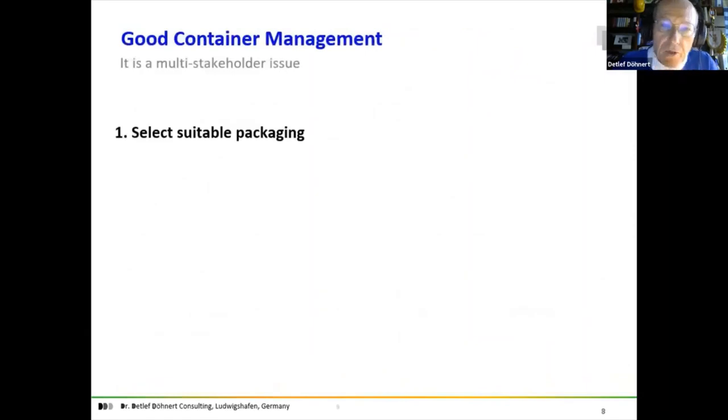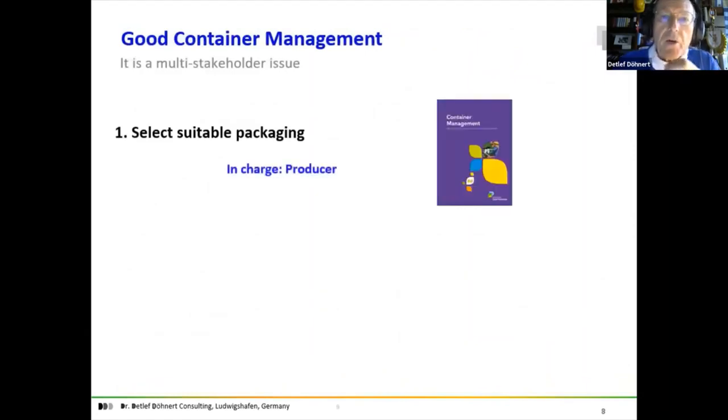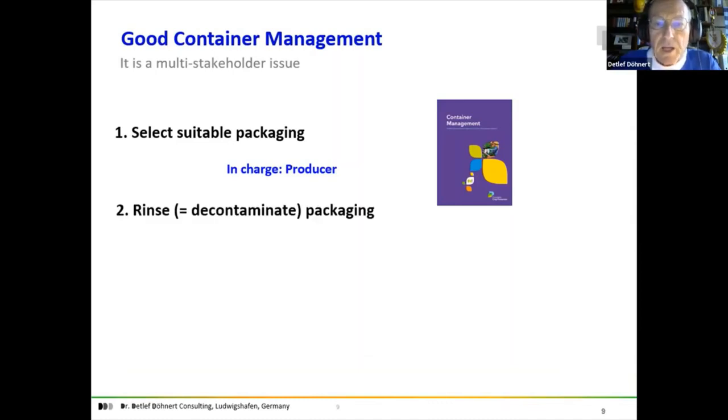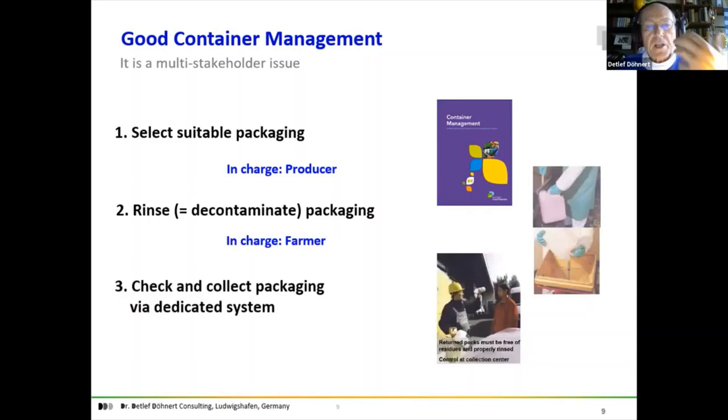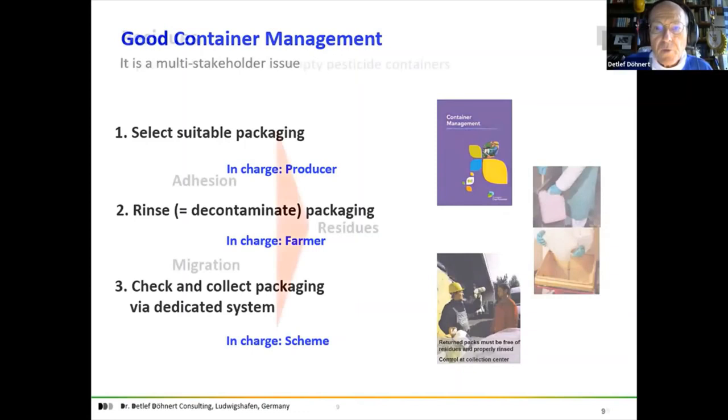Now, I said good container management is a multi-stakeholder issue. The first thing is to have good and suitable packaging. That is the responsibility of the producer. The second thing is the cleaning of the packaging, triple rinsing, pressure rinsing. And the third issue is to check and collect the packaging via a dedicated system. And you see the person checking the container, that's a visual check, but we can do better.